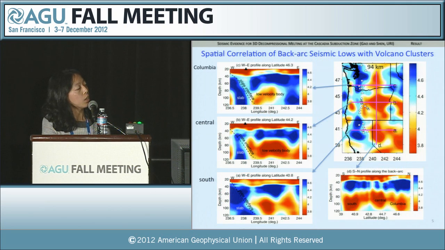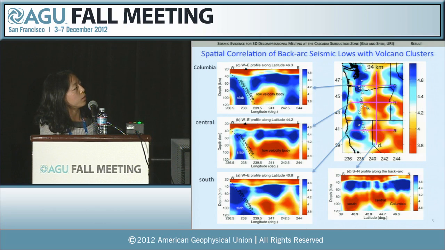Let's take a close look at the backarc low velocity volumes. This is at 94 kilometers. As we see, these backarc low velocity volumes are far away from the arc, about 200 kilometers away. And the central one is the biggest and the lowest in velocity.